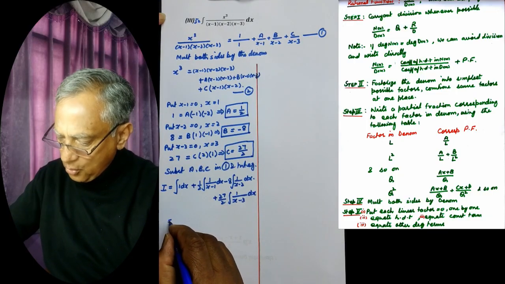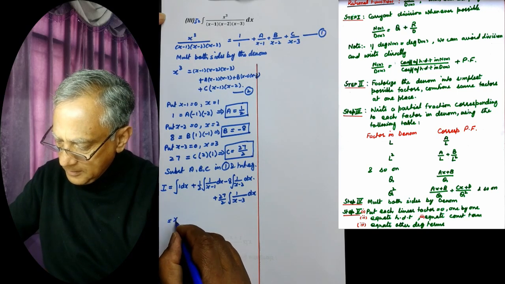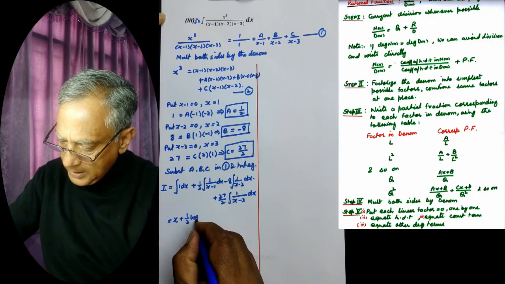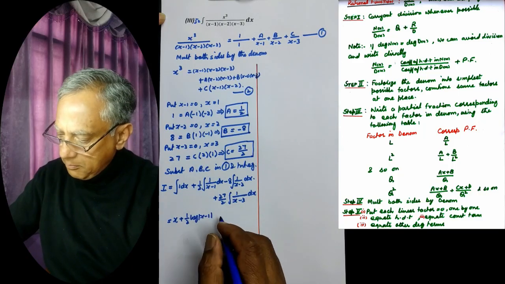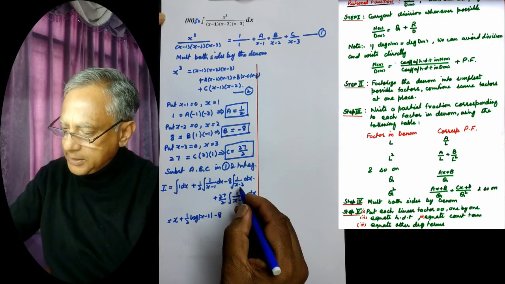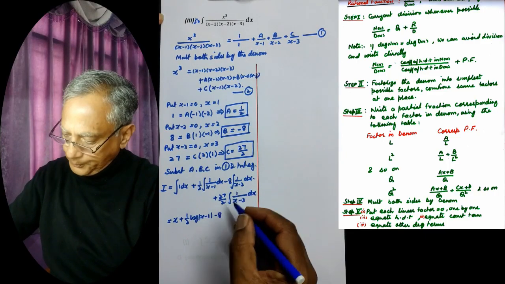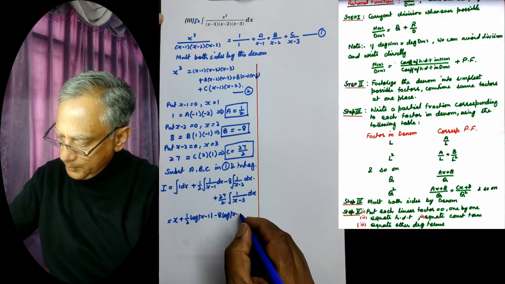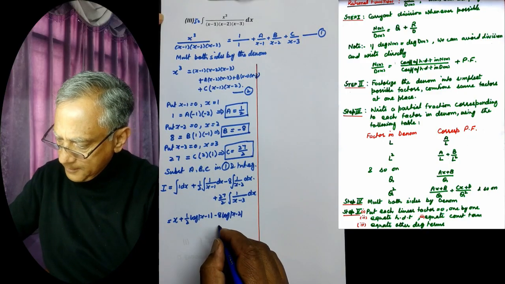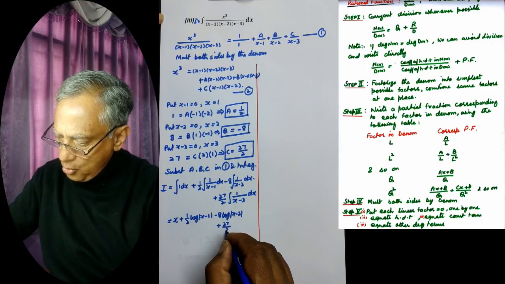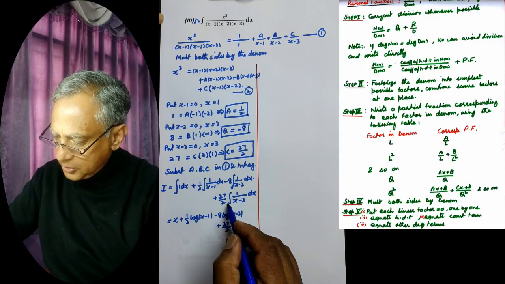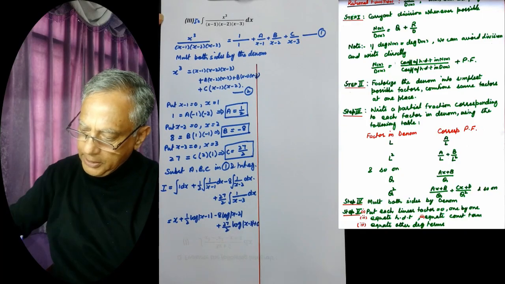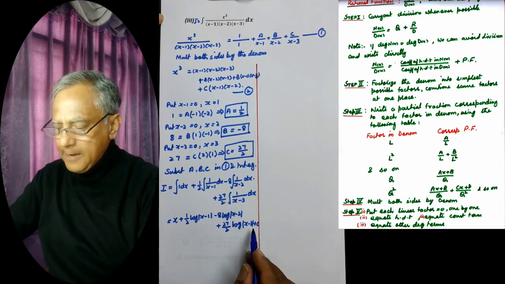So this is equal to, integration of this is x, plus 1 by 2, integration of this will be log of x minus 1, minus 8, integration of this is log of x minus 2, plus 27 by 2 into log of x minus 3, plus C. So this is the answer.